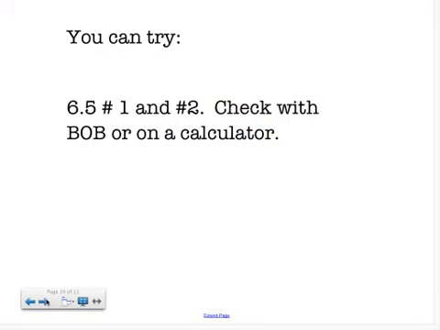Okay, now if you'd like to try some for practice, you can try 6.5, numbers 1 and 2. Check number 1 with the back of the book, and you can check number 2 with the calculator.